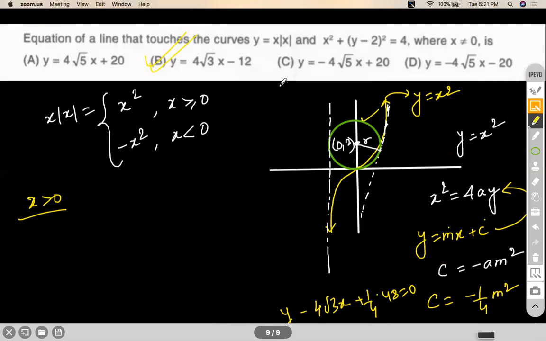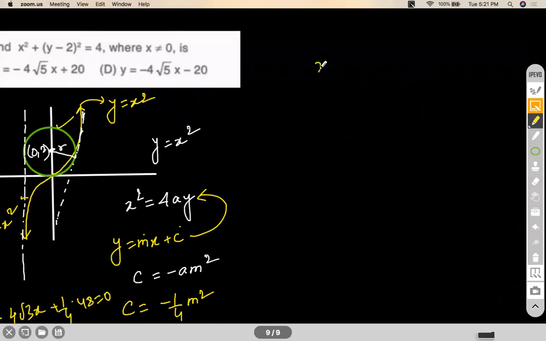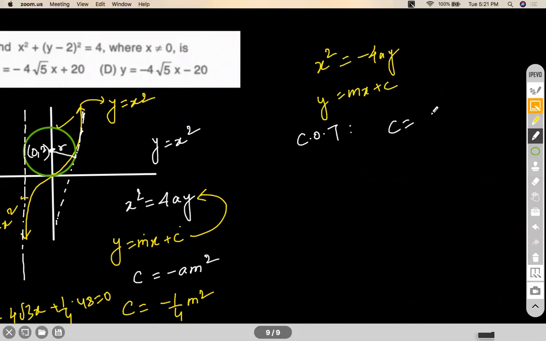Now, this is half the problem done because I speculate that there can be another tangent to the other arm, which is y is equal to negative x square arm. Now let me repeat the process. So when you have x square is equal to minus 4ay and you have a tangent y equal to mx plus c to it, what is the condition for tangency? C is equal to am square. So y minus mx minus, here again your a is 1/4.